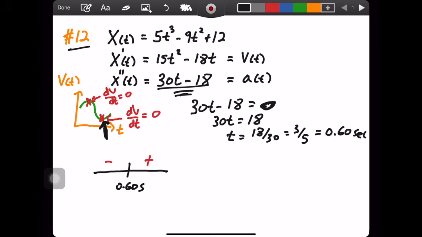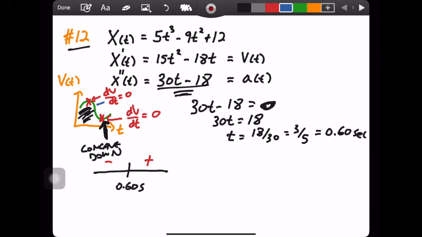Another way of thinking about this is when the sign of x double prime, which is the acceleration in a velocity versus time graph, is negative, we can think of this part as concave down. Think of the minus as concave down.